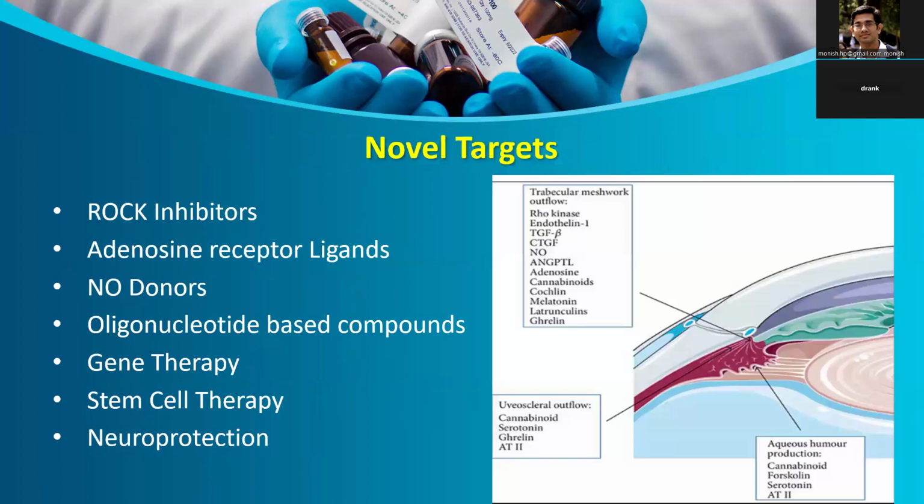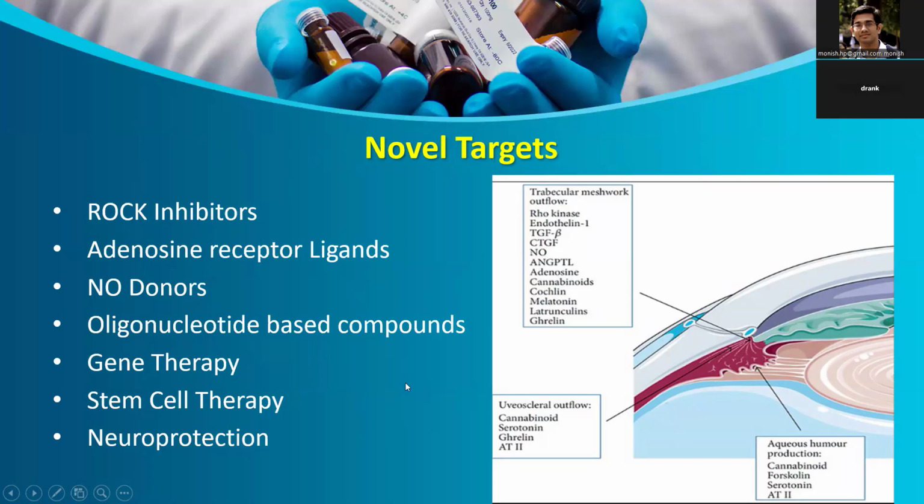Now coming to the novel targets or the newer agents for treatment, the ones which have come recently are the ROCK inhibitors or Rho kinase inhibitors. Also, nitric oxide donors are another group of drugs which have been approved recently. So those two we will discuss. Others which are still under development are adenosine receptor ligands, oligonucleotide-based compounds, gene and stem cell therapy, and neuroprotection. These are the various novel targets still under research. We can see Rho kinase is already approved. Others are still under various phases of clinical trials.